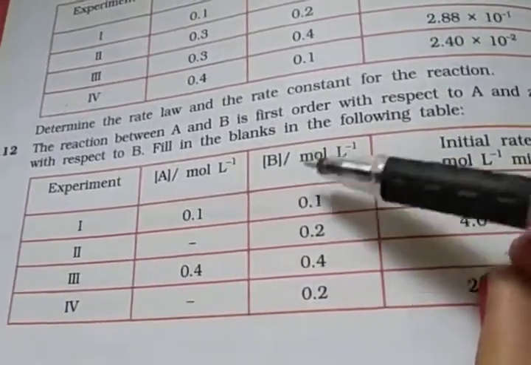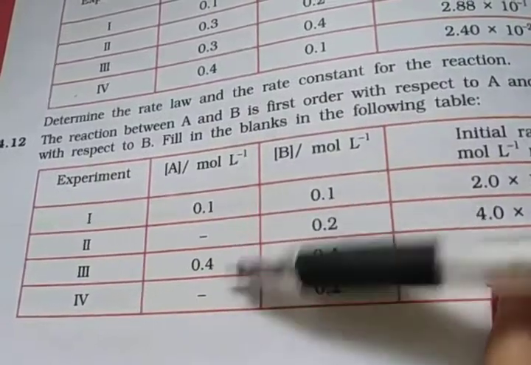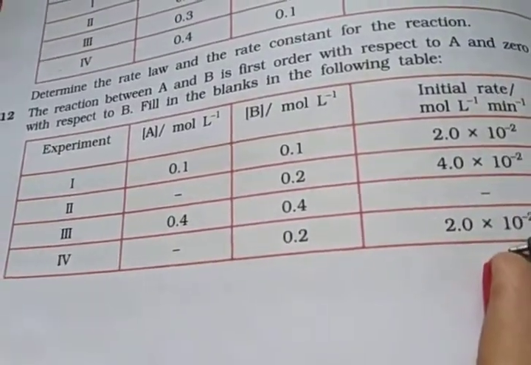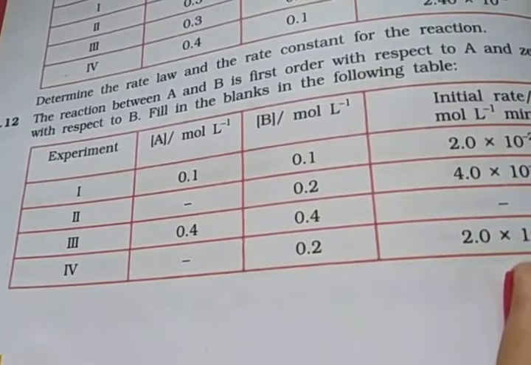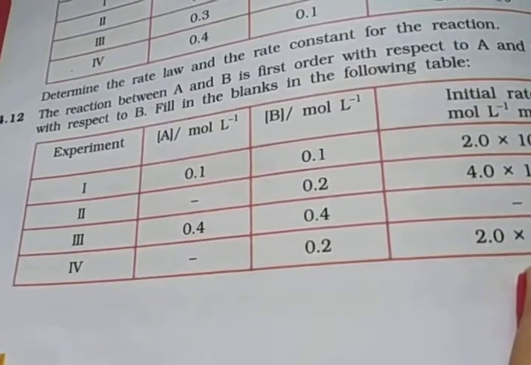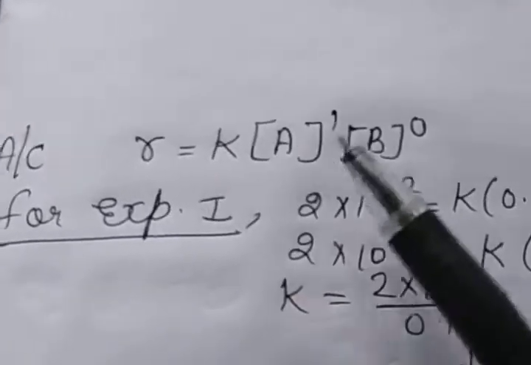Here the experiments are given: first, second, third, fourth. The A concentration is also given. We have to find the missing values and fill in the blanks. B is also given, and the initial rate is also given. First we have to write the rate of the reaction formula according to the question.